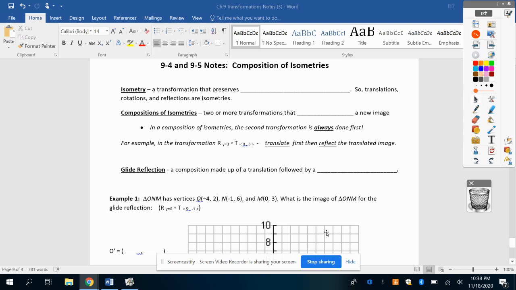Alright, guys, so this last bit of notes is over what we call composition of isometries. An isometry is a transformation that preserves length. Translations, rotations, and reflections are all considered isometries. A composition of isometries is two or more transformations that form a new image.